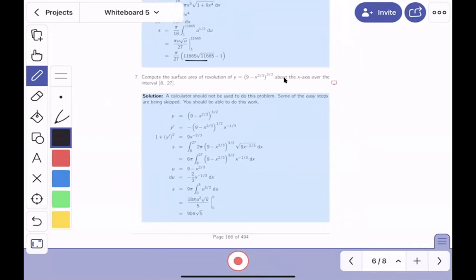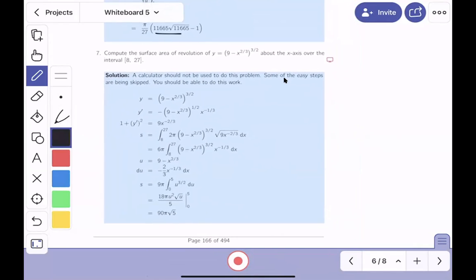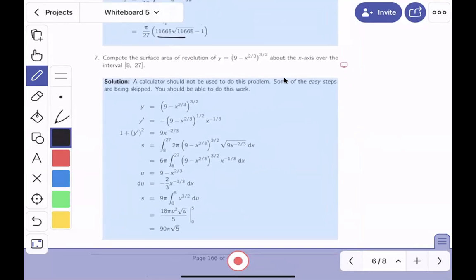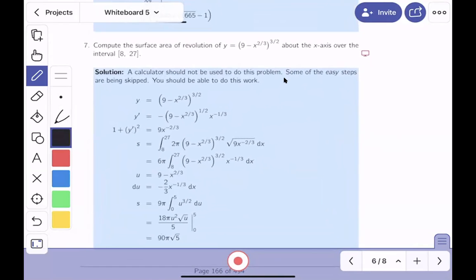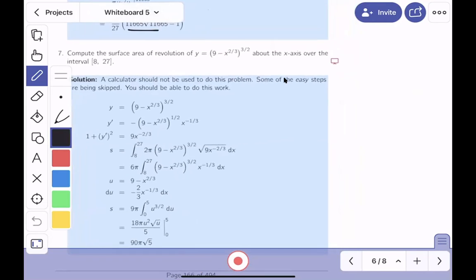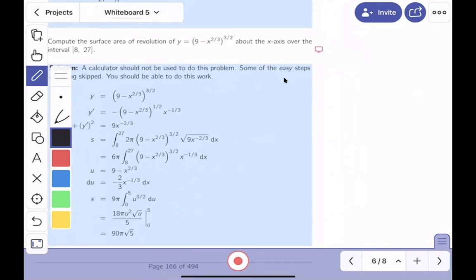Well, let's look at number 7. Compute the surface area of revolution. Again, I'm getting a little bit stronger now from all the problem working. I want to graph it out, but I guess you could graph it out between 8 and 27. I'm going to write the integration down real quick. 8 to 27.